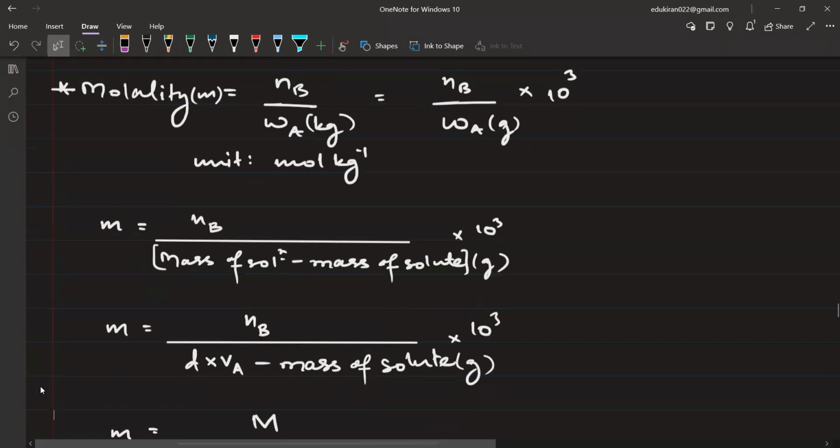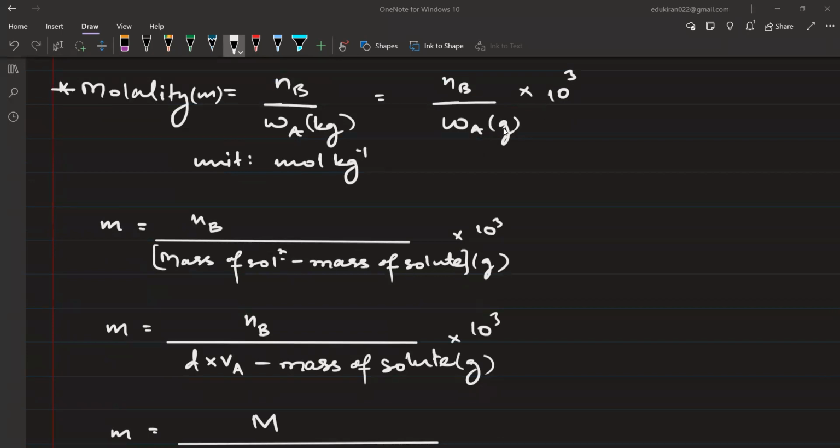Okay, so molality, by definition, is the number of moles of solute divided by the mass of solvent in kg. Nb upon Wa, where A means solvent. The unit is moles per kg. Now you can also write this: if you have the mass of solvent in grams, then number of moles of solute divided by the mass of solvent in grams into 10 to the power 3 is also going to give you molality.